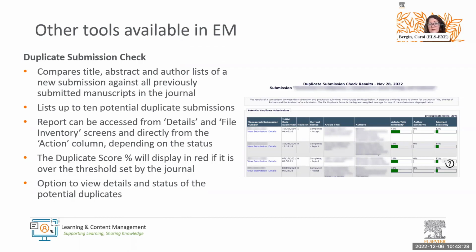Clicking on the link will display the report, which includes a list of similar submissions based on a comparison of the title, author list, and abstract. And as an editor, you can then view the details or the PDFs of these potential duplicate submissions and see the status of each one in order to decide if you need to take any action on this. The duplicate submission check report should be available within a few minutes of the author approving their submission to the journal, but please do contact your journal manager if the report is not available for whatever reason.